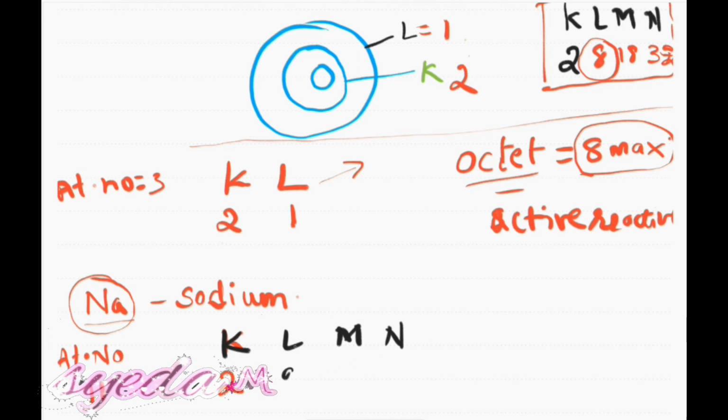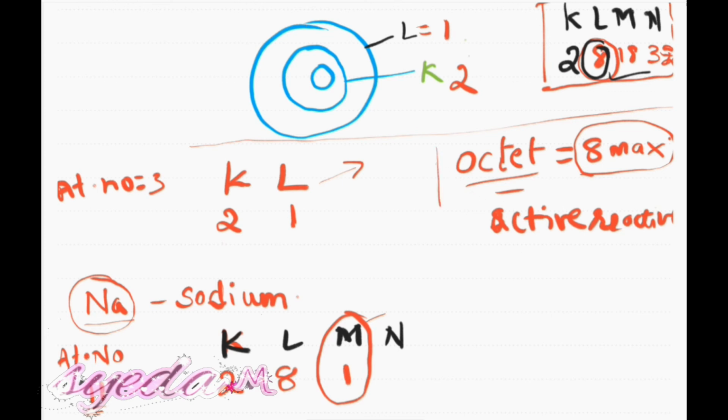11 minus 2, what is left? 9, right? But we cannot put 9 in the L shell. Why? Because the capacity of the L shell is only 8 electrons. So, what we do? We write here 8. How many left? 1. Count the total number of electrons: 8, 9, 10, 11. So, this M orbit is taking 1 in the outermost shell. But the capacity of M is 18.